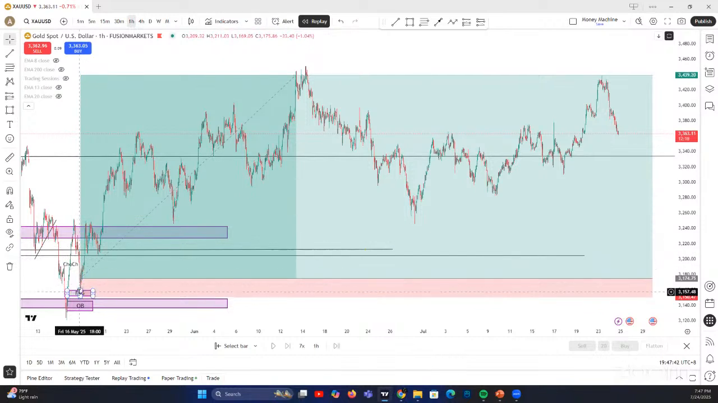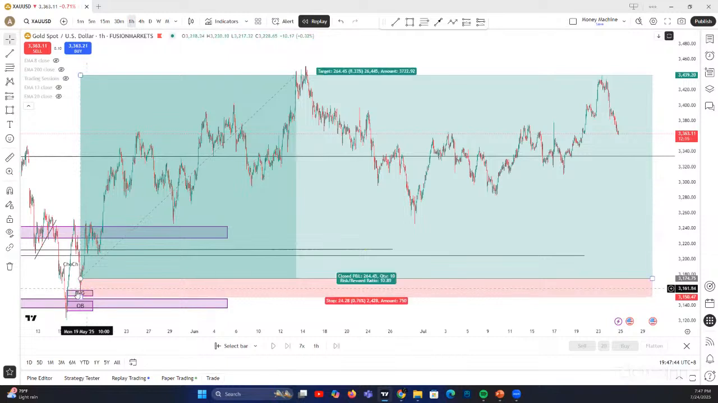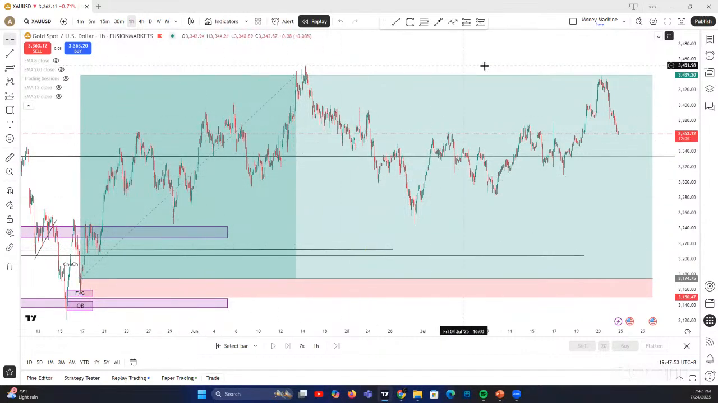After that, if you go to your POI, find that FVG and enter from there. Stop loss beneath that FVG and just watch the trade play out, hitting your targets here.